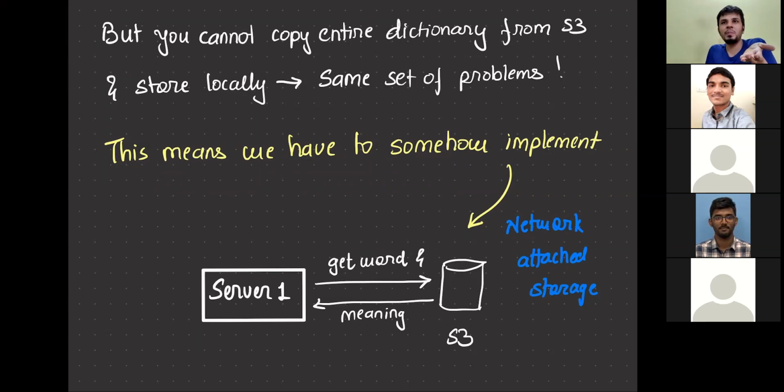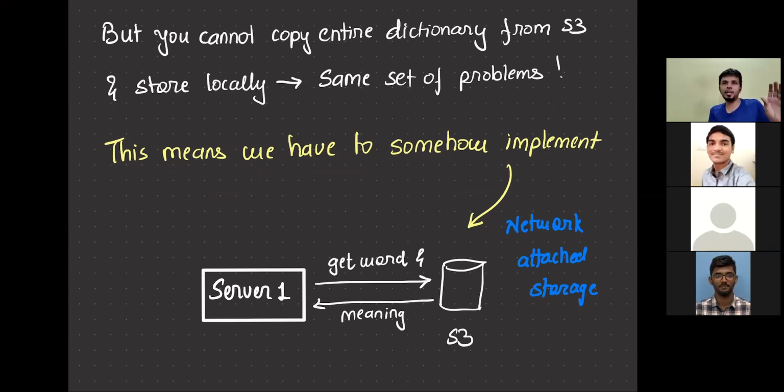One way to implement it on S3 is: create a bucket, within that create a folder, and in that folder, one file for each word. You directly make a call to S3 to get that file. And once you get the file, the file contains the meaning and you serve the meaning directly.